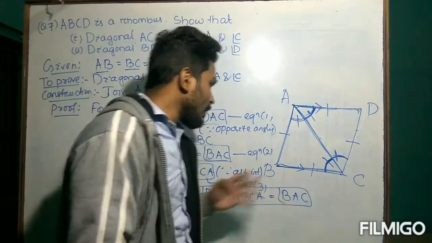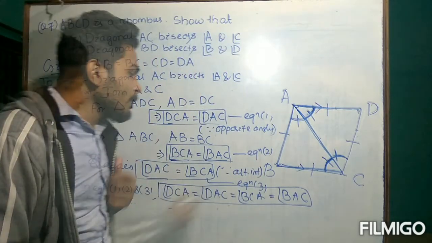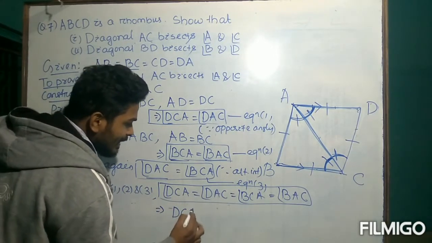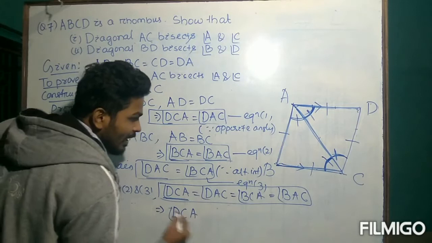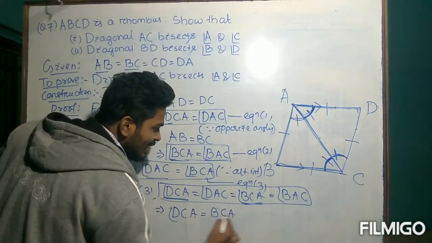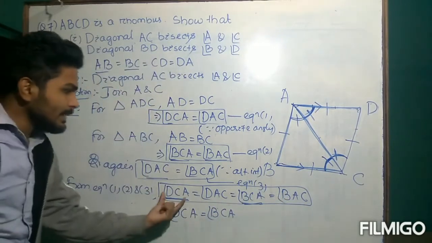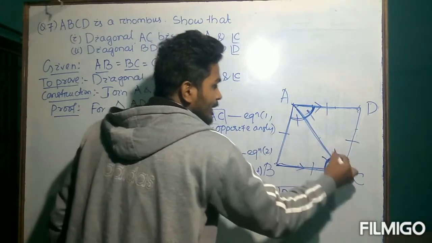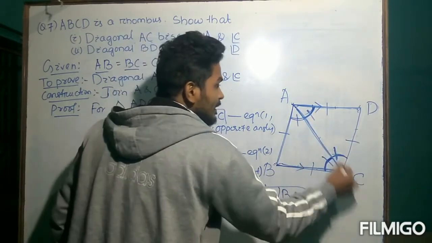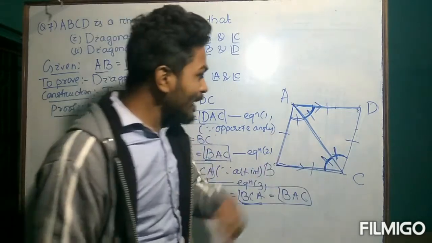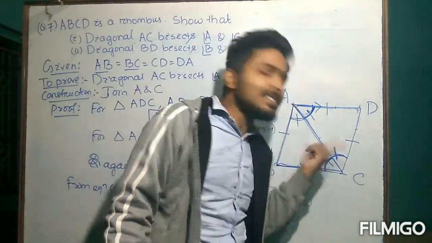Okay. So we have found it. Now from this we can write that the angle DCA, this angle, is equal to this angle. Yes or no? Yes, we can extract it from the conclusion that angle DCA is equal to angle BCA. So these two halves, these two angles, are equal. It means AC bisects the angle C.